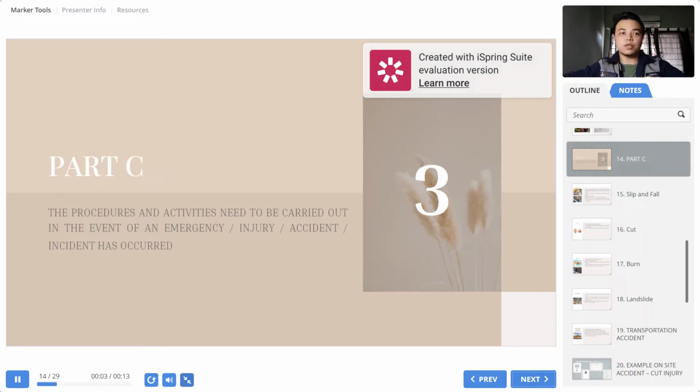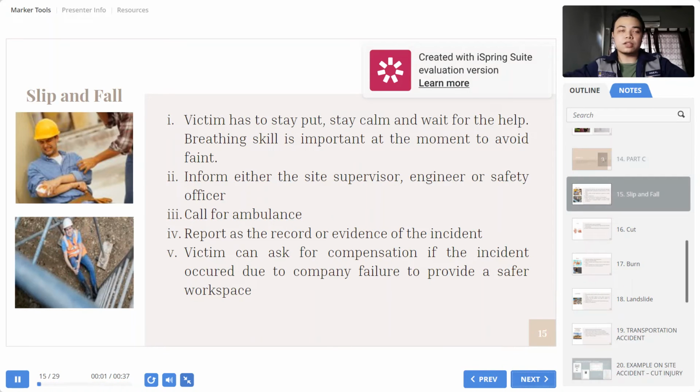Hello, my name is Muhammad Haikal. I'm going to present about Part C, the procedure and the activities need to be carried out in the event of emergency. The first injury is the slip and fall danger. The procedure needs to be carried out is the victim has to stay put and stay calm and wait for the help. Breathing skill is important at the moment to avoid fainting, and inform either the site supervisor, engineer or safety officer.